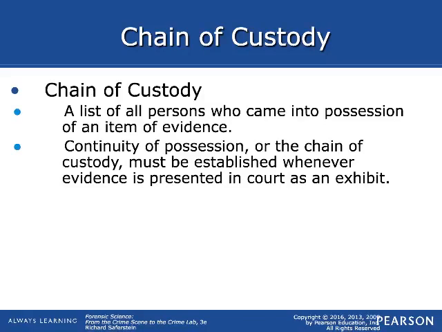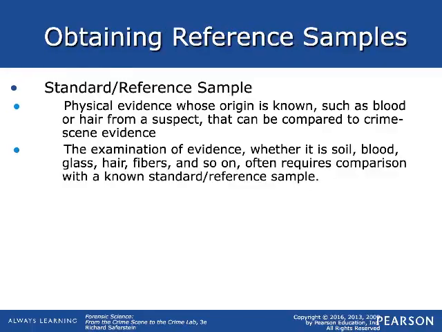Okay, now chain of custody we also talked about in lab. So it's a list of people who came into possession of the evidence. We have to have continuity of possession, or the chain of custody. So it's just like how one thing went to the next person, to the next person, to the next person. So it has to be there. If there's a space where it's missing, it's going to be hard to use that evidence in court.